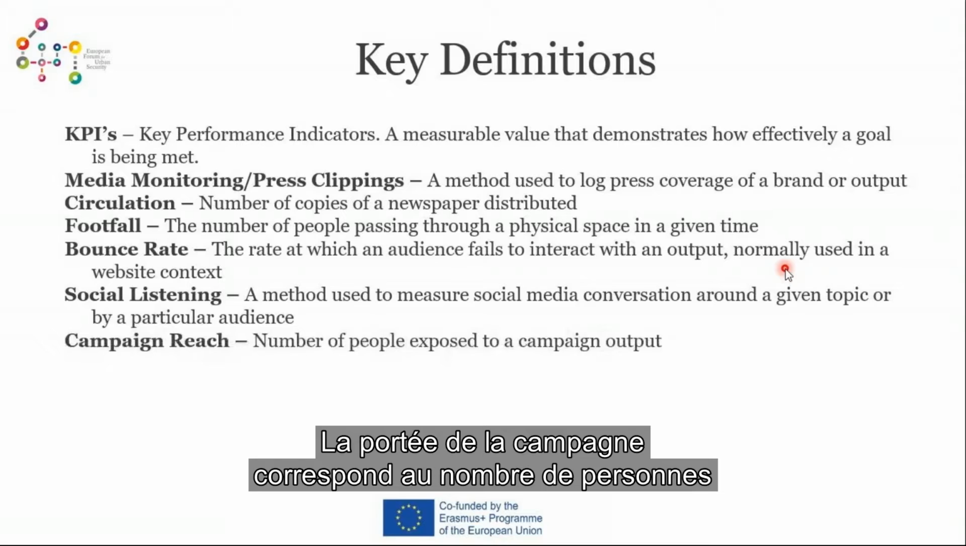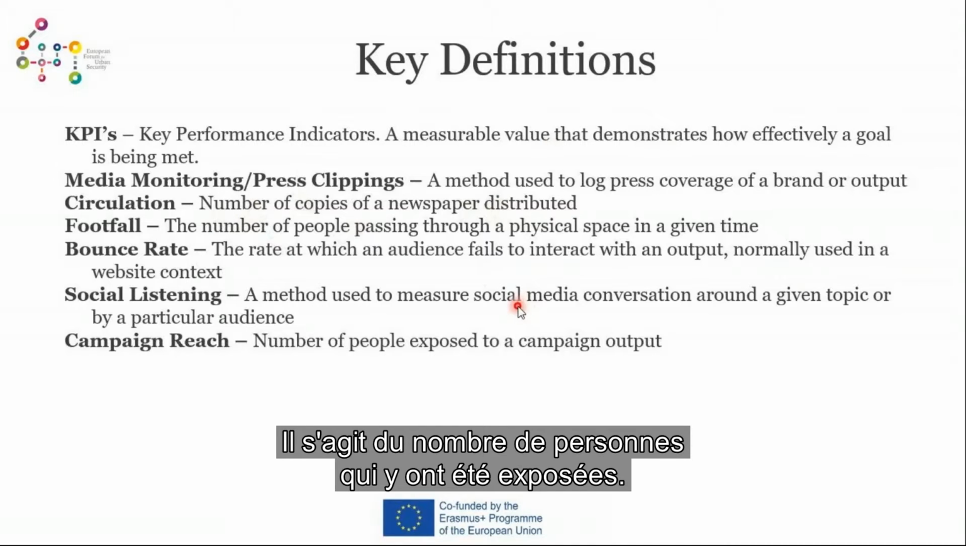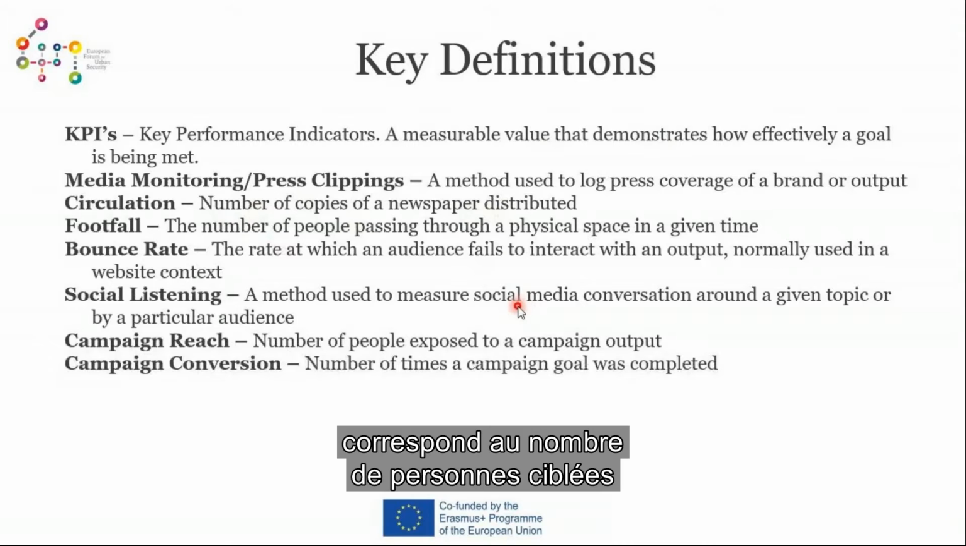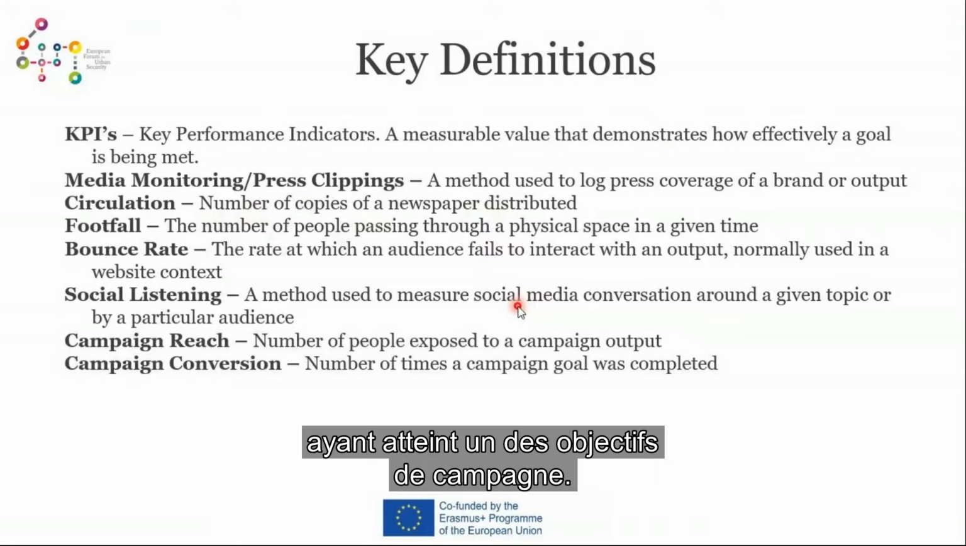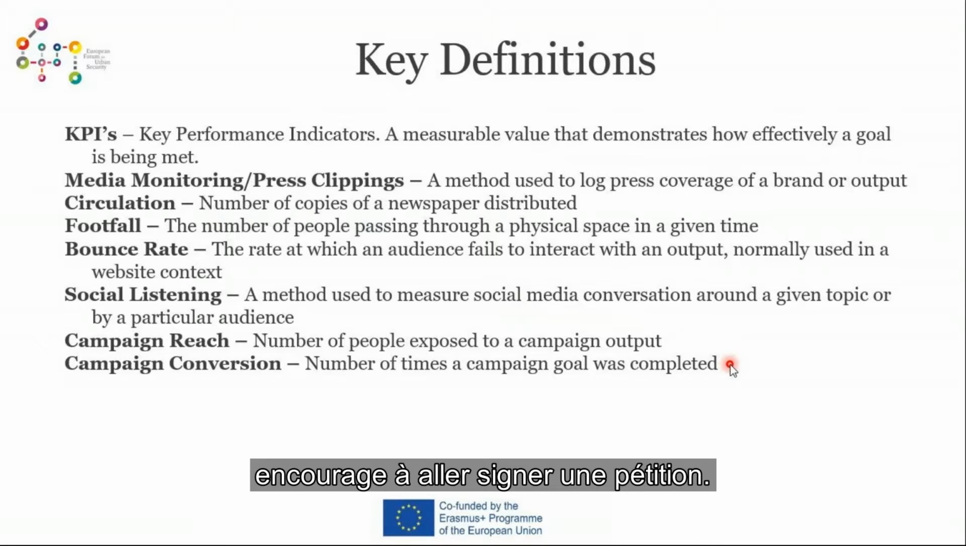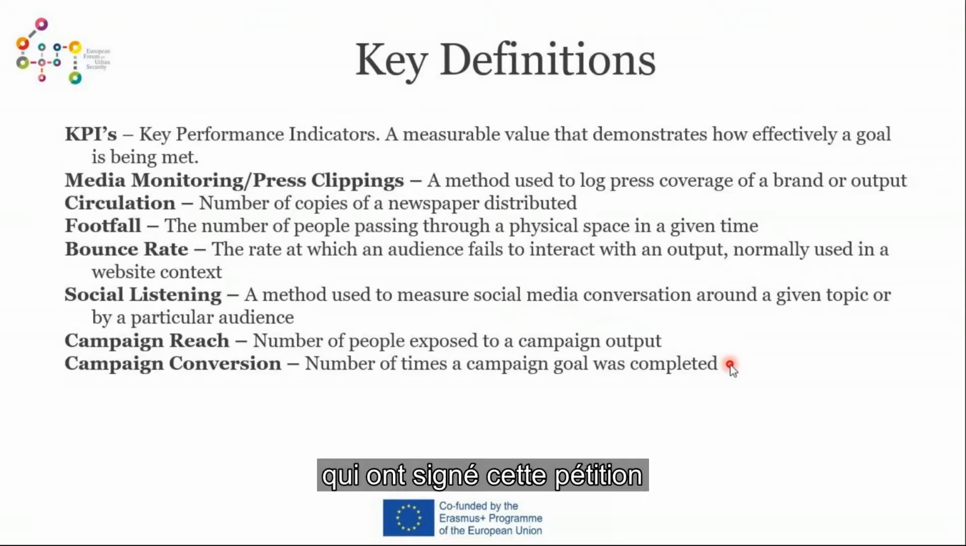The next term is campaign reach, and that is quite literally the number of people exposed to a campaign output. So how far did it go? And it's quite similar to circulation, actually, just how many people were exposed to your campaign output. The next concept is campaign conversion. So of those people who were exposed to your output, how many of them completed a goal? So that goal can be, you have an advert in a local newspaper that's encouraging people to sign a petition, and the conversion would be how many of those people who saw that advert then went on to sign that petition. How many of them were converted?